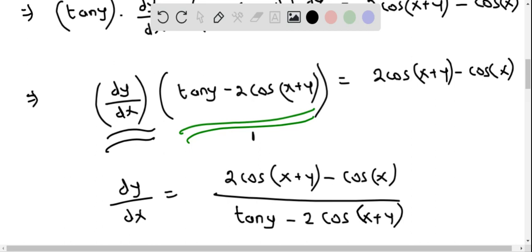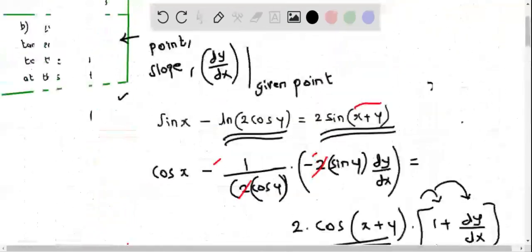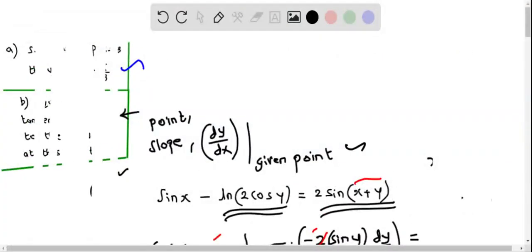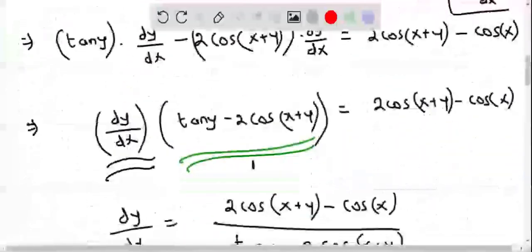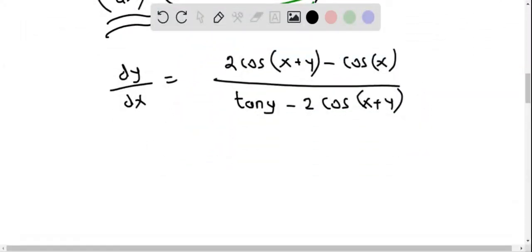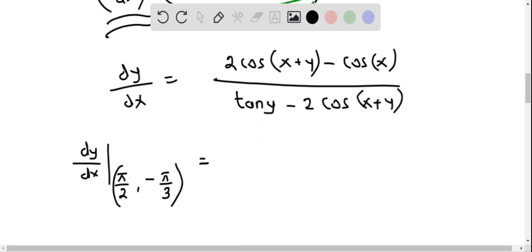So basically, this is the derivative expression, and the slope is the derivative at the given point, which means we have to plug in the point pi by 2 comma negative pi by 3 into the dy by dx. So let me do that. We find dy by dx at the point pi by 2 comma negative pi by 3. So this gives the slope of the curve at this point. So let's do that. In place of x, we plug in pi by 2, and in place of y, we plug in negative pi by 3.